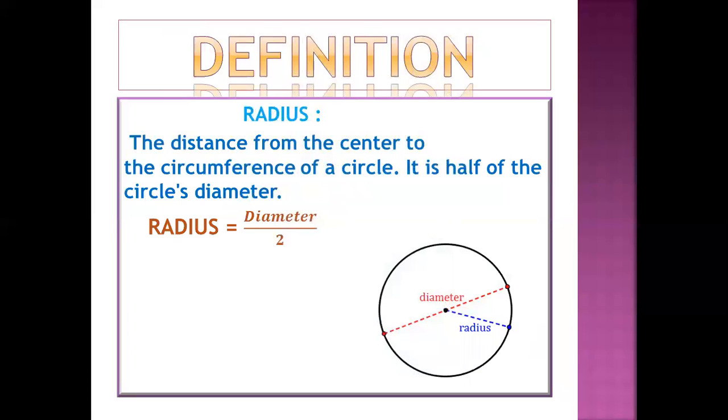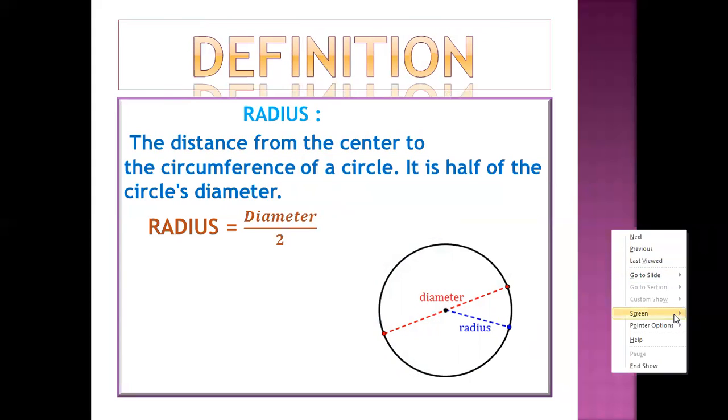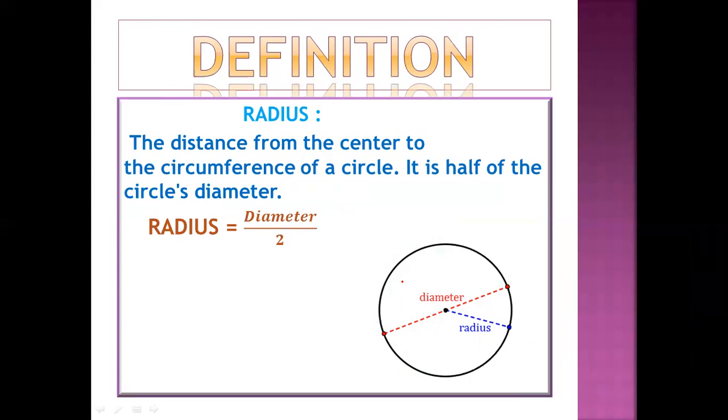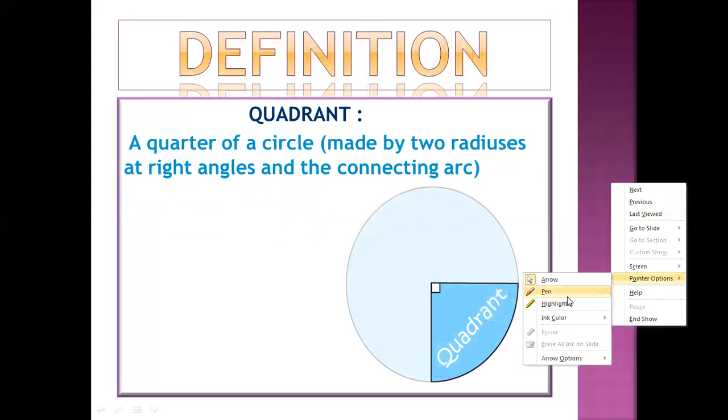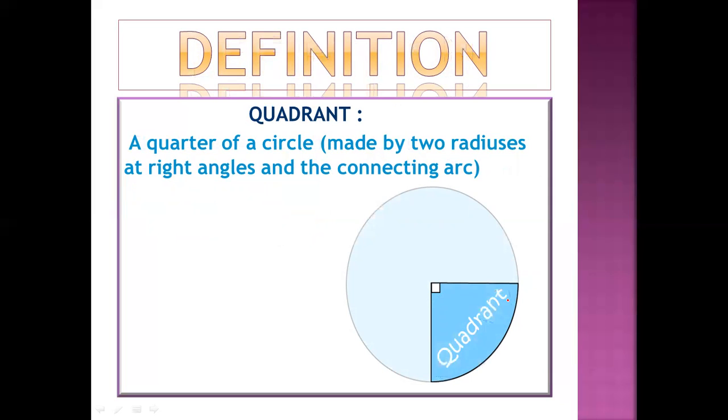What is radius? The distance from the center to the circumference of the circle, that line is called the radius of the circle. It is half of the circle's diameter, and when we find the radius, we use the formula diameter over 2. And when we multiply radius with 2, it will be the diameter. They both are the reciprocal of each other. The line stretching across the middle of the circle is the diameter. And the line from the center to the circumference is called the radius.